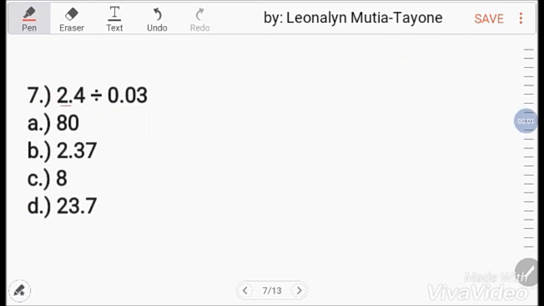Number 7, division ulit, 2.4 divided by 0.03.